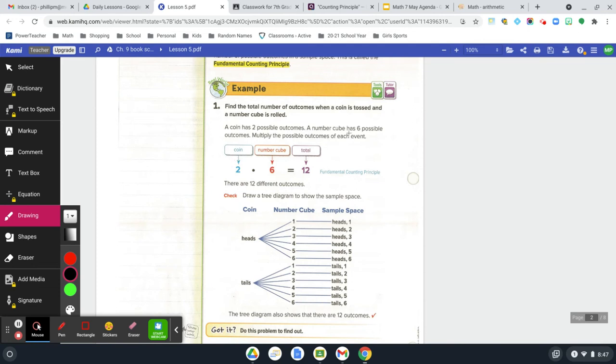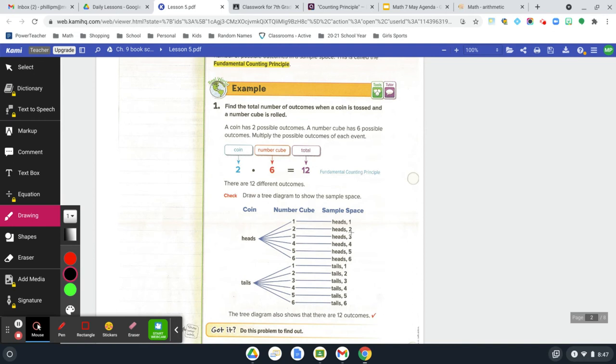A number cube has six possible outcomes, right? So on a die, you know there are six sides. We've talked about that quite a bit so far in the last two lessons. And so times six, two outcomes on the coin, six outcomes on the number cube. Multiply the possible outcomes of each event. 2 times 6, 12. You should have 12 possible outcomes.